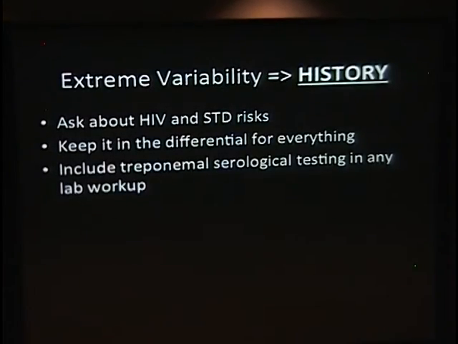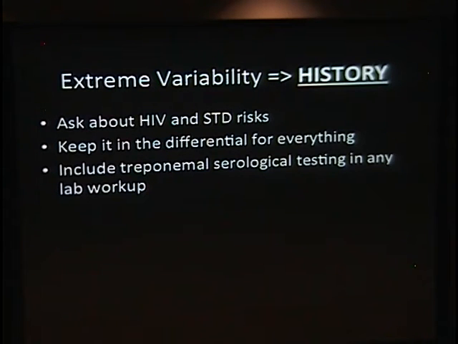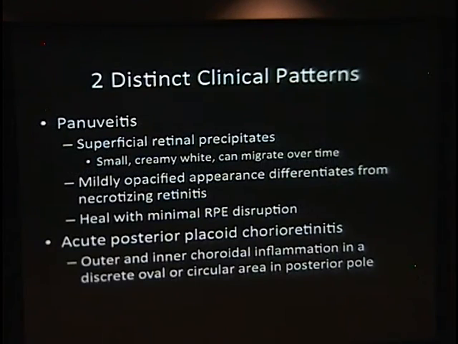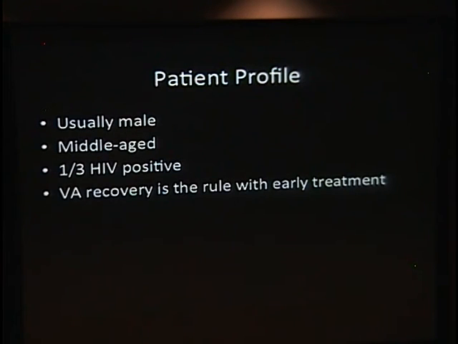So because of the extreme variability, it's really the history. You have to get uncomfortable with the patient and talk to them about their true risk factors for HIV and STDs. There's two distinct clinical patterns. It's those superficial retinal precipitates, and then this acute posterior placoid chorioretinitis, which are two of the cases that I showed. If you had to profile a patient, this is what it would be: HIV positive, middle-aged male.